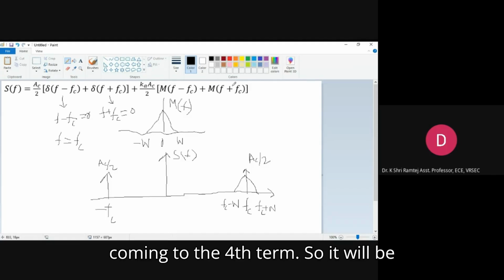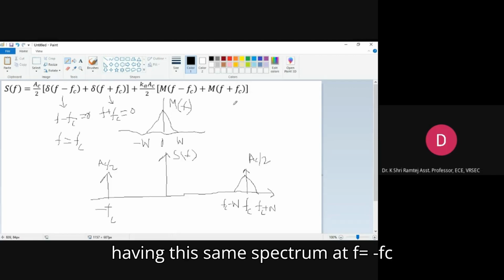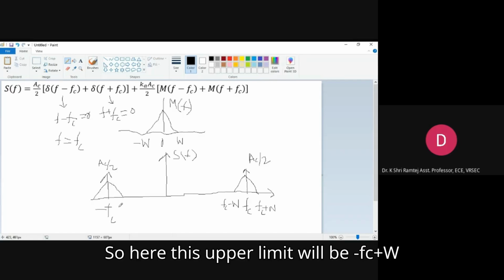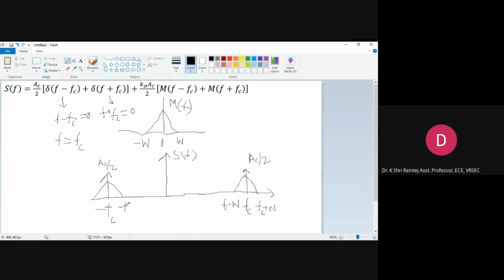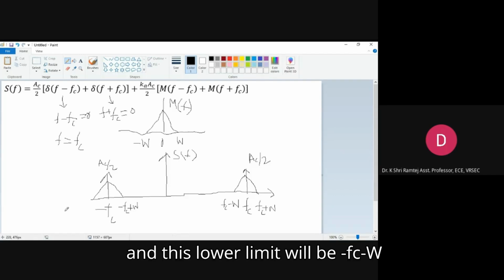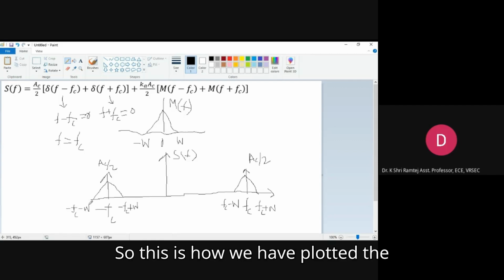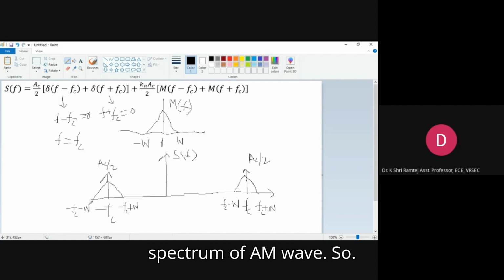And coming to the fourth term, it will have this same spectrum at f equal to minus fc. So it will be repeated here. The upper limit will be minus fc plus W, and the lower limit will be minus fc minus W. So this is how we have plotted the spectrum of the AM wave.